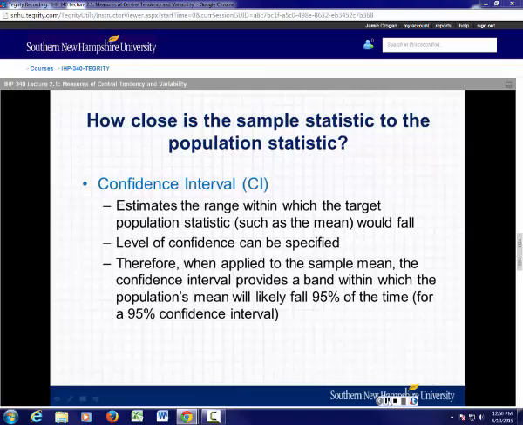You can specify a level of confidence, and usually people talk about a 95% confidence interval. So when you apply this to, let's say, the mean measured in a sample, a confidence interval provides a band within which the population's mean will likely fall 95% of the time. So let's talk about this in a little more detail.